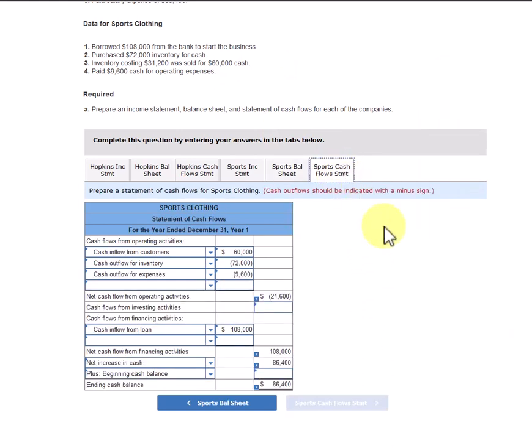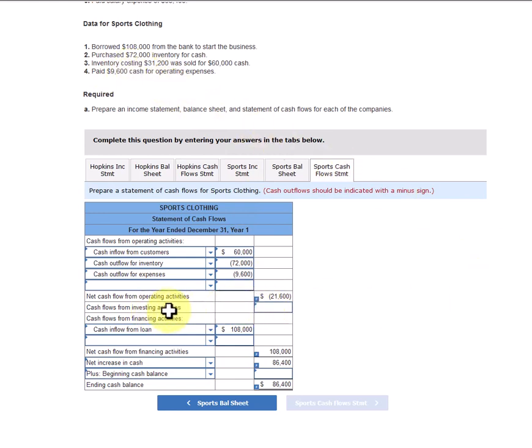Last thing, we're going to hop over here and do our statement of cash flow. All right, our cash inflow from customers, $60,000. That's where we collected the $60,000 cash from our customers. Cash outflow for inventory, that's where we purchased the $72,000 in inventory. Cash outflow for expenses, $9,600, that's our operating expenses.